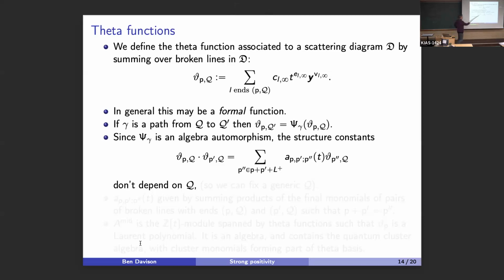So these theta functions look like they depend on Q. They do depend on Q, but because the transformations, as I transform from one choice of Q to another choice of Q, are all given by algebra automorphisms, recall that these are given by conjugations by vertical elements, these structure constants, which gets me increasingly close to where I want to be with this talk, the strong positivity conjecture, do not depend on Q. So these structure constants are something really intrinsic. And let's just fix a generic Q.